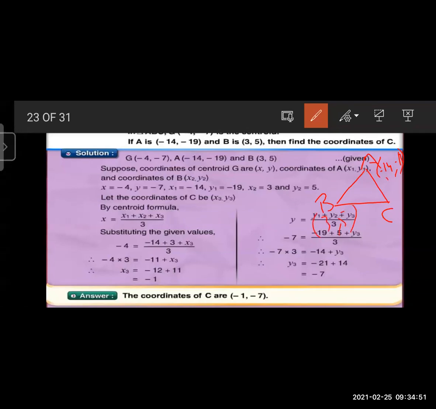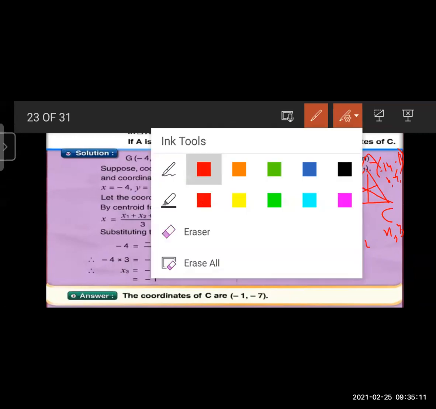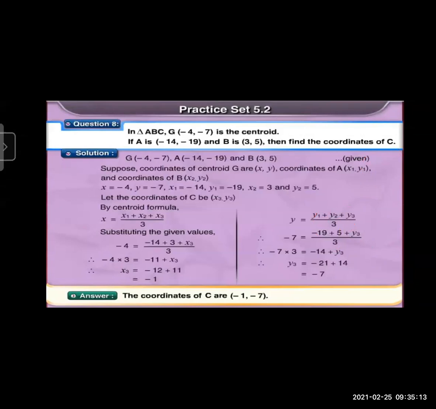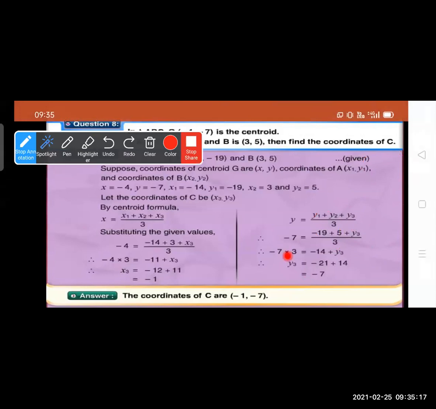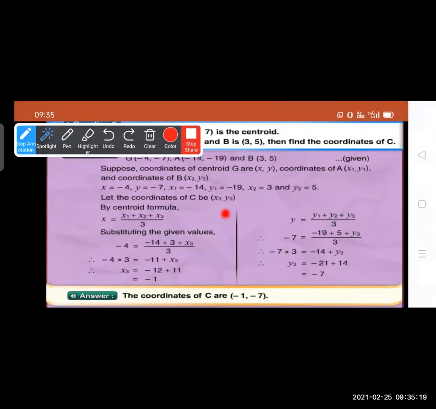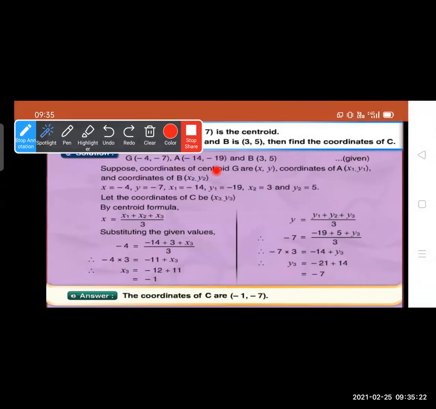So we assume this one is x1, y1, this is x2, y2, and this one is x3, y3. Then we draw the centroid. So this one is G. The G coordinate is given, minus 4, minus 7. So G is given, A is given, B is given.